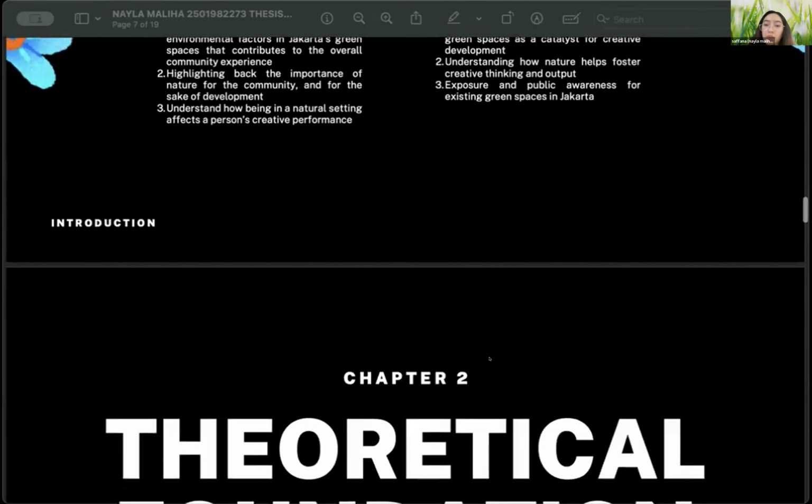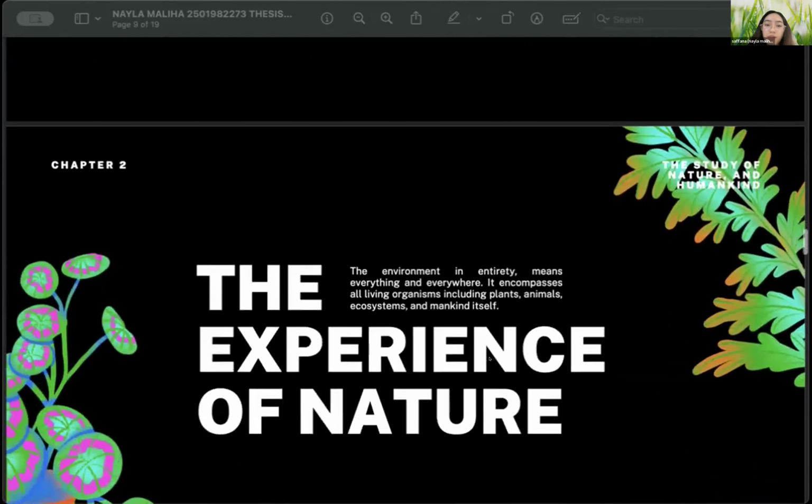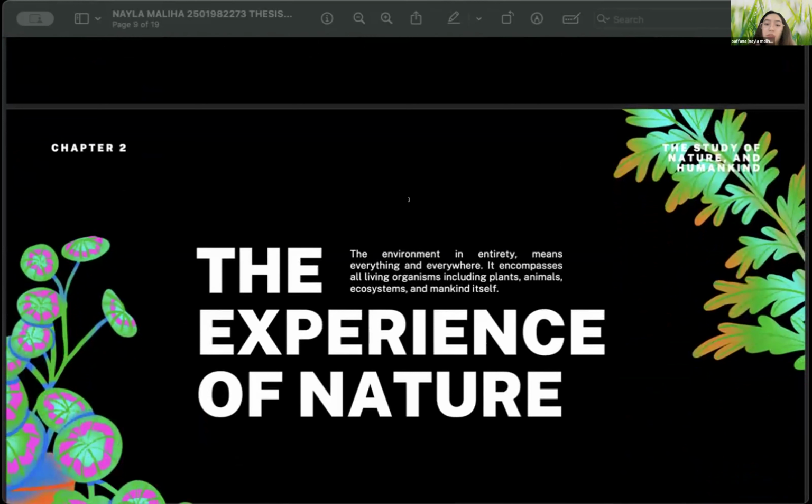So let's move on to chapter 2, which is the theoretical foundation. The experience of nature in its entirety means everything and everywhere. It encompasses all living organisms, including plants, animals, ecosystems, and mankind itself. All life depends on it as it maintains ecological stability and supplies vital resources. And because of what people feel when they're in nature, it motivates them to learn more about it, take better care of it, and value its abundance.